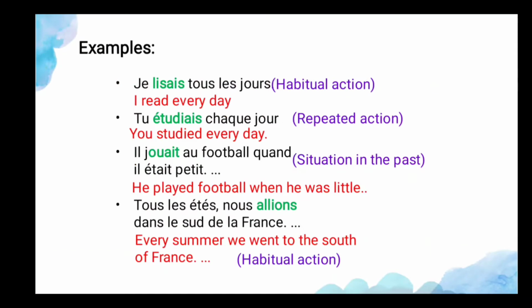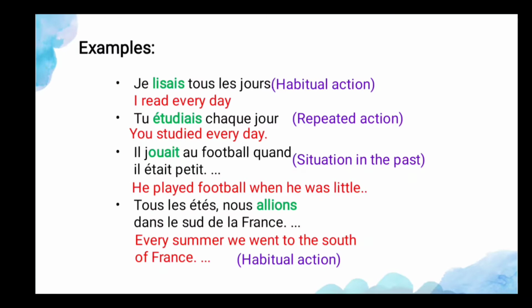And see the examples for the imperfect. Je lisais tous les jours. That tous les jours, it refers to what? Habitual actions. I read every day. Next is tu étudiais chaque jour. So here also repeated action. So you studied every day. That every day, it refers to what?